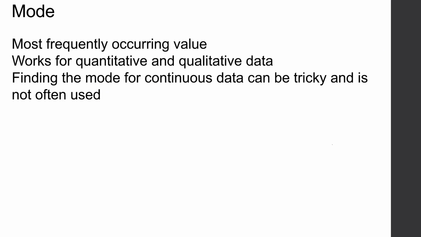All right, the mode is another numerical summary. It can also work for qualitative data sets, for categorical data. The mode is the most frequently occurring value in a data set. The thing that makes it unique is that it does work for quantitative or qualitative data. Finding the mode for continuous data can be tricky and is often not used. As such, we won't talk about it too much this semester. We'll be using the mean most often and sometimes referring to the median.